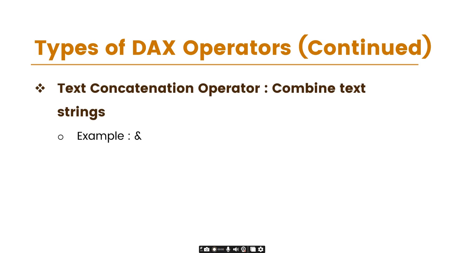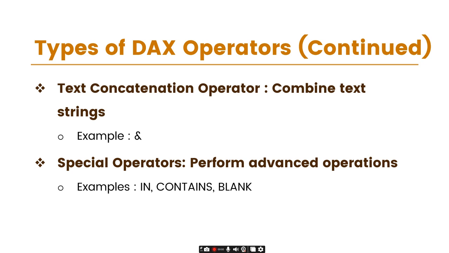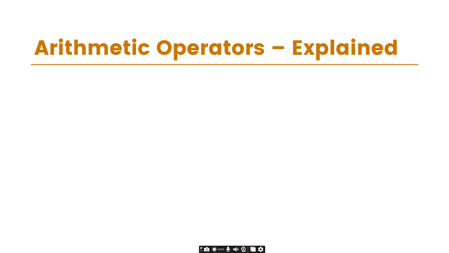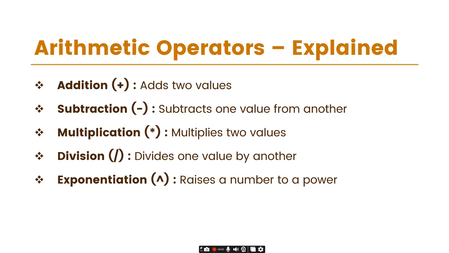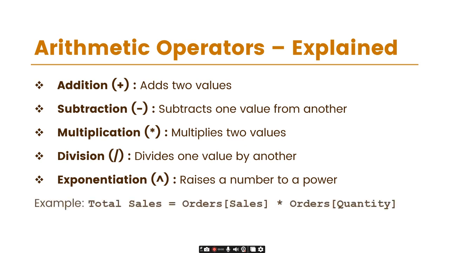And we have text concatenation operators, which means we can combine two different strings from two different columns by using the and symbol, which is also very common in Excel as well. For special operators, we can use contains and blank, which I'll show you in examples in the coming slides. So now we'll try to understand arithmetic operators. We have addition, subtraction, multiplication, division, and exponentiation.